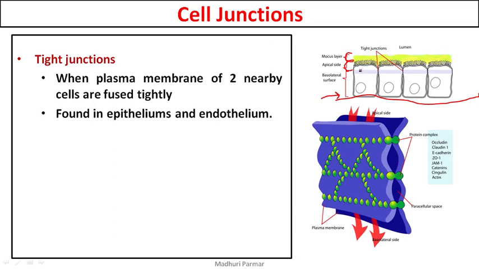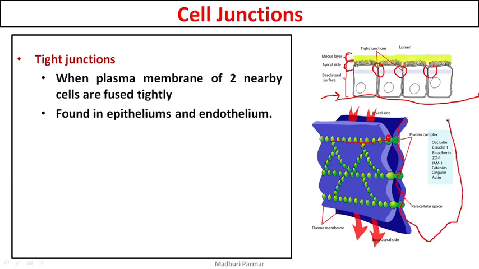Okay, now the basolateral surface. Between the two cells you can see such kind of tight junctions where they are stitched together, you can say, almost, as you can see here. Fine. Here you see some proteins, and these proteins are helping to stitch the two cell membranes together.